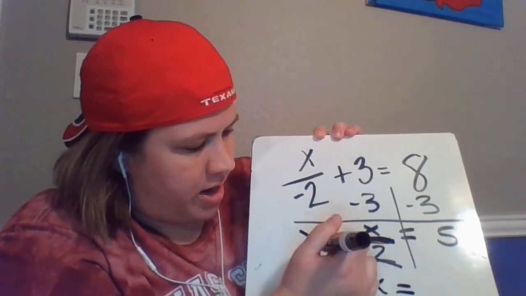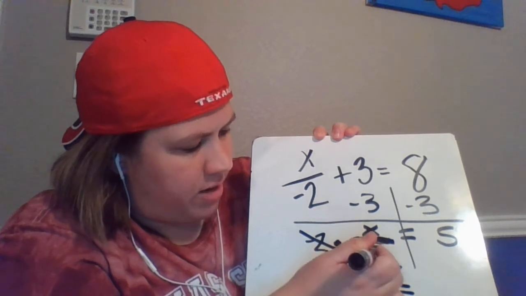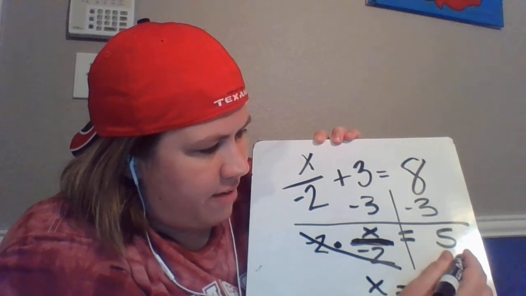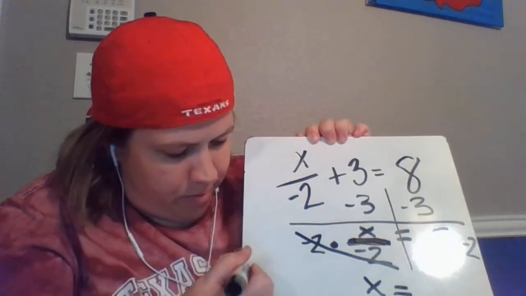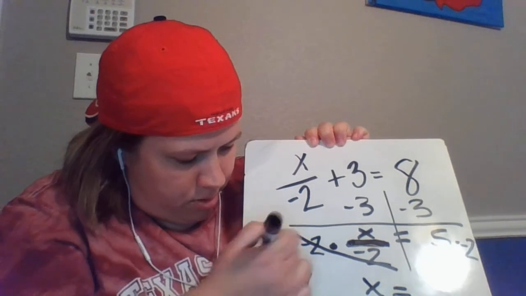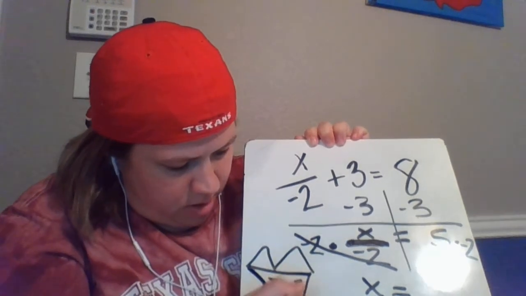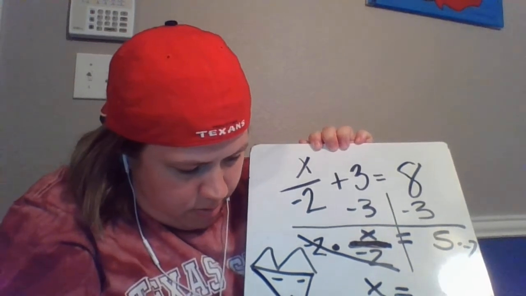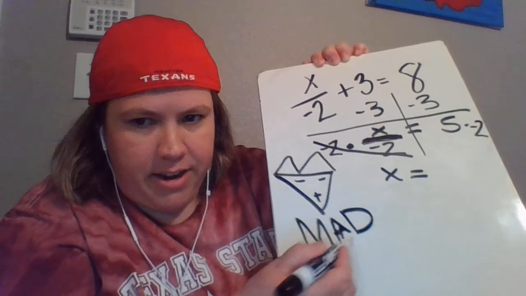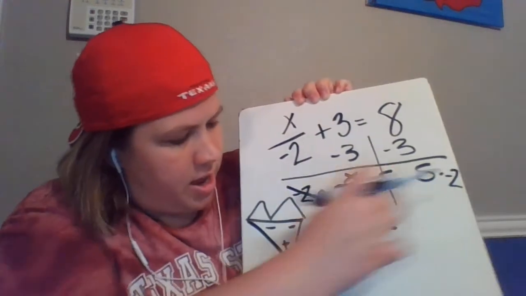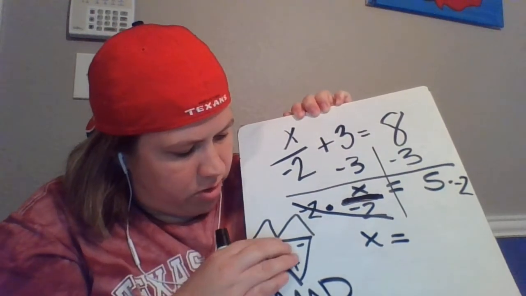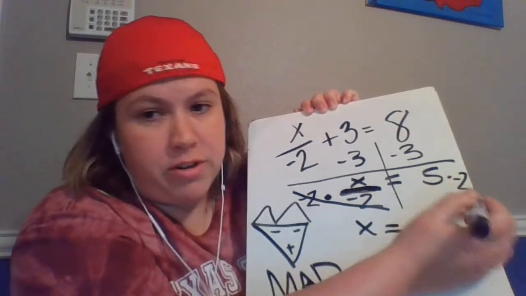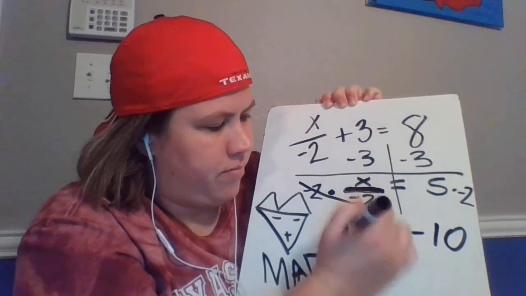Cancel it out, because negative 2 over a negative 2 gets me 1. So then x equals 5 times a negative 2. So remember, it's called a mad cat for a reason. Let's see if I can write this upside down. Multiplying and dividing. So if it's a positive times a negative, you cover those up, and the one that's left over tells me that it's a negative number, or they're different signs, so it's negative. So negative 10.